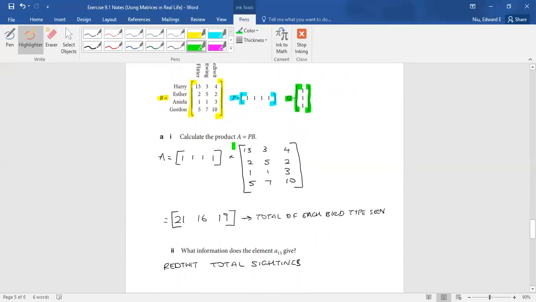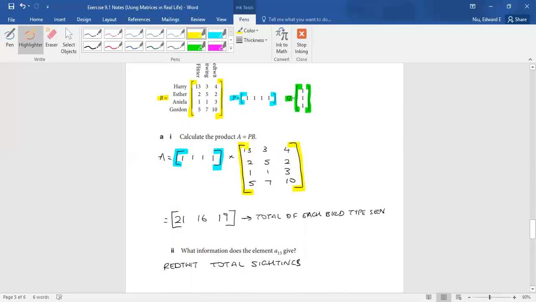Okay, so the first question tells us to create a matrix A by multiplying matrix P and matrix B together. So matrix P is our light blue one, which is the summing row matrix. And matrix B is our standard matrix of the results of the people bird watching.